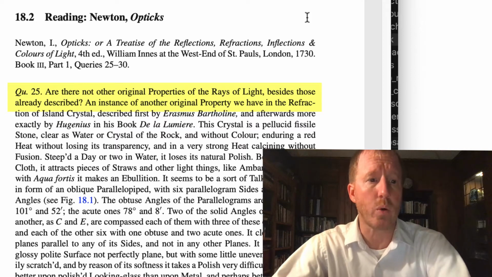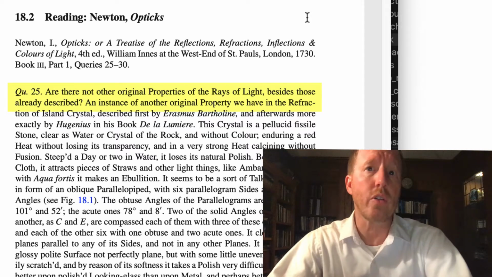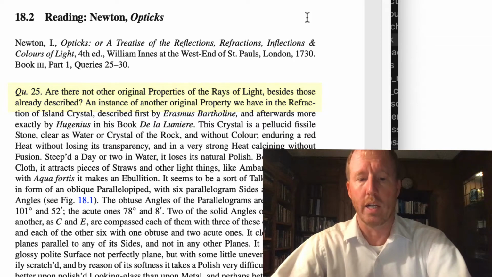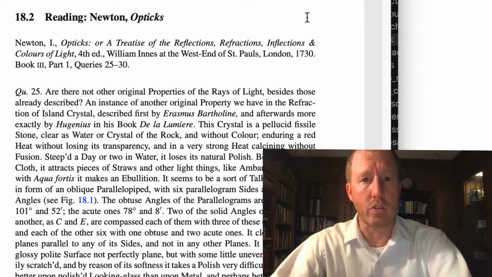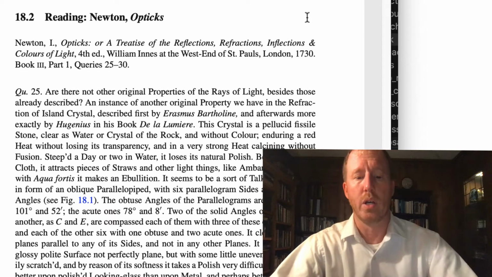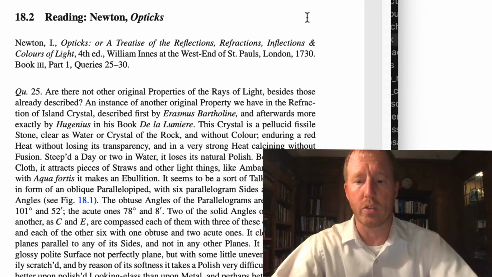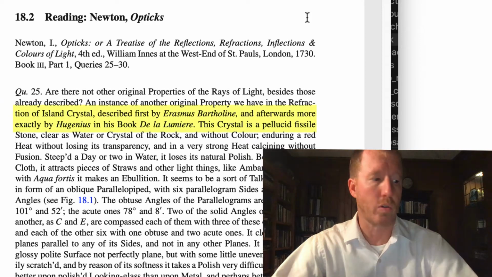And here in query 25, he says, are there any other properties that these light rays have besides traveling in straight lines and being very, very thin like geometrical lines? And one of the answers that he gives is that they have a unique and interesting property, which is illustrated or perhaps suggested by their refraction when passing through a very unique substance called Iceland Crystal.